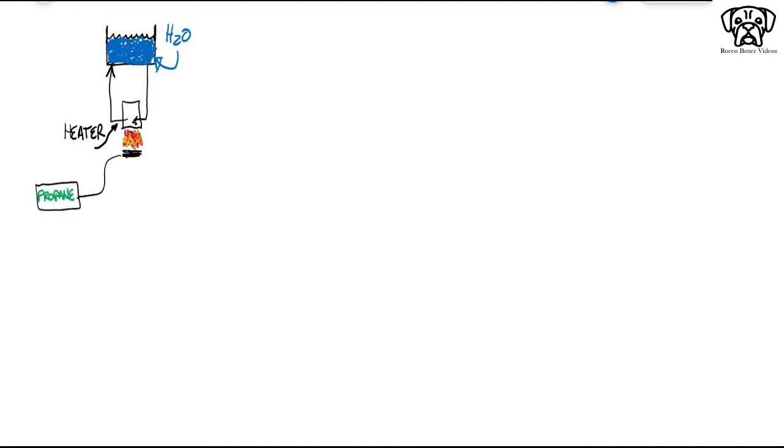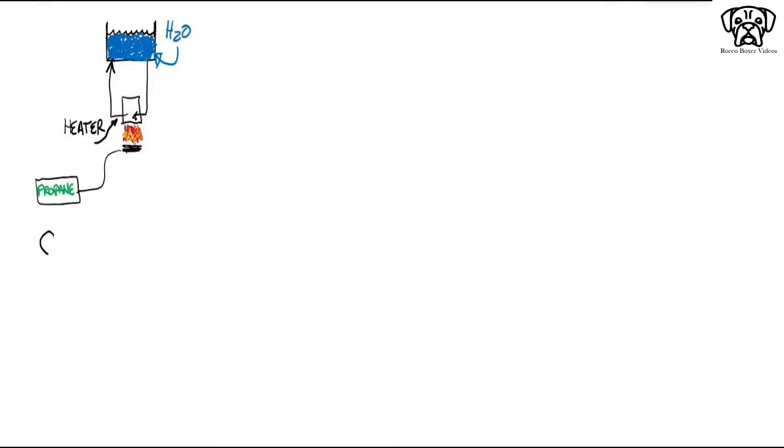So when we have what we call Q ideal, that's how much heat it's going to take to heat this water, it is going to equal the mass of the water times the heat capacity of the water times the difference between the final temperature and the temperature we start at. We'll call that Ti. So here, this Q is going to be in the units of BTUs.